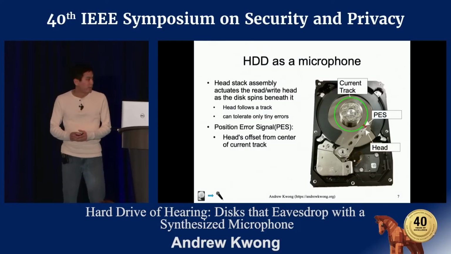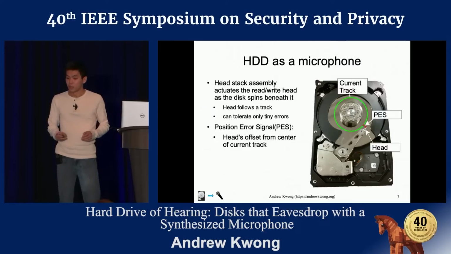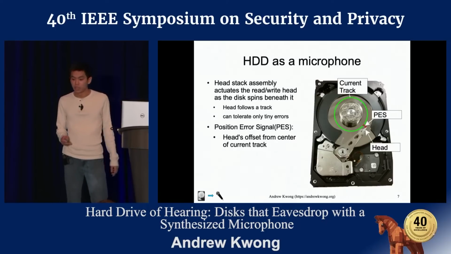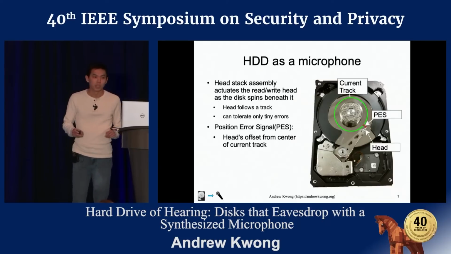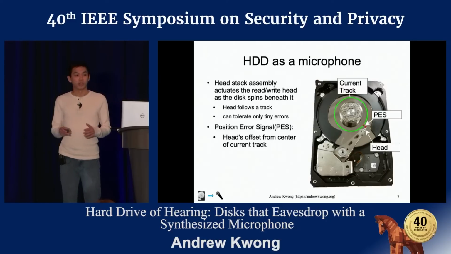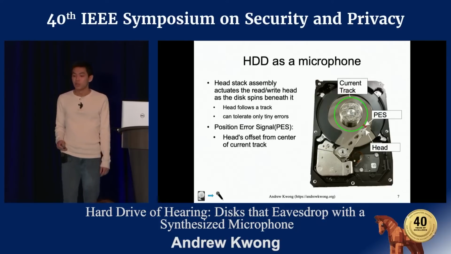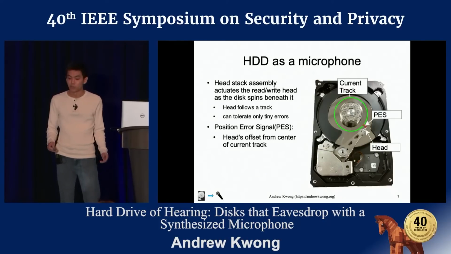Now that we've motivated the problem, I'm going to give a brief background that we need to understand how this works. A hard drive's read-write head operates on sectors, which are arranged in tracks, which are essentially concentric circles on the platter. The hard drive controller has to actuate the head to follow the track, and it has to follow the track with extreme precision. It can only tolerate errors on the order of nanometers.